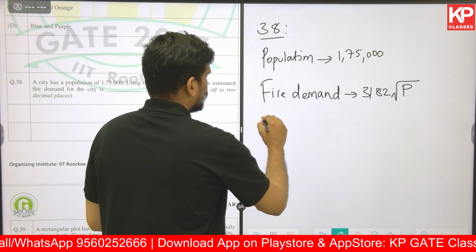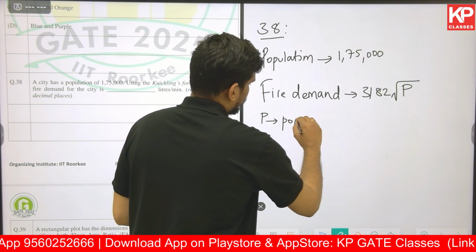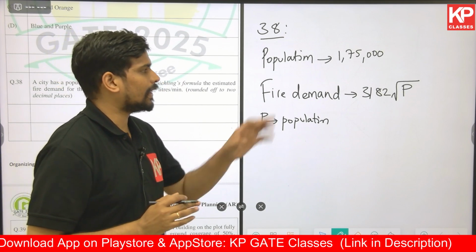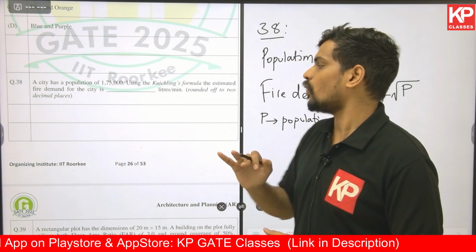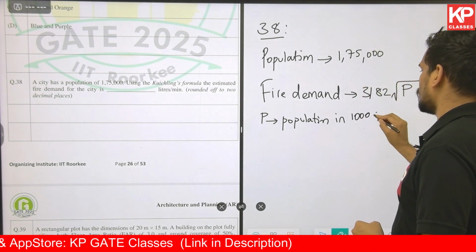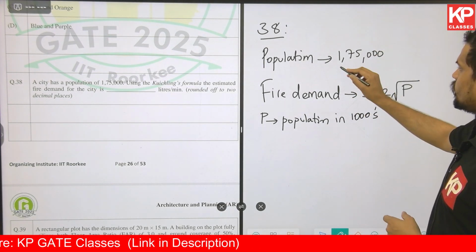In this equation, P is the population, but you have to remember this is not the direct population of 1,75,000. It is population in thousands. So how many thousands is the population?